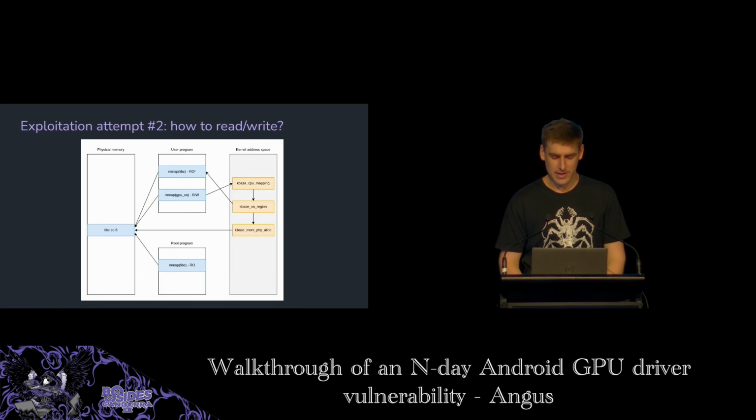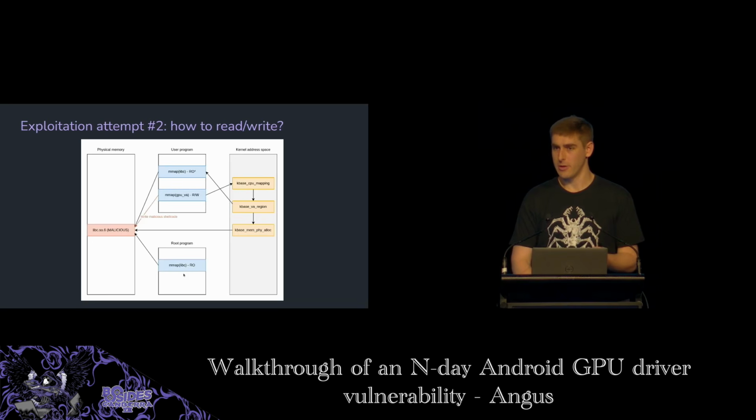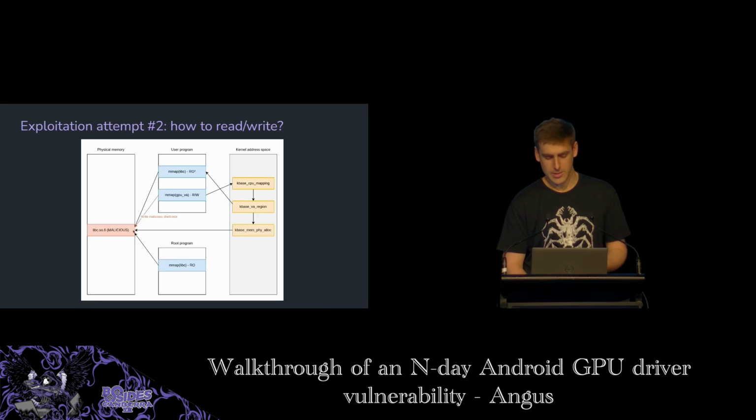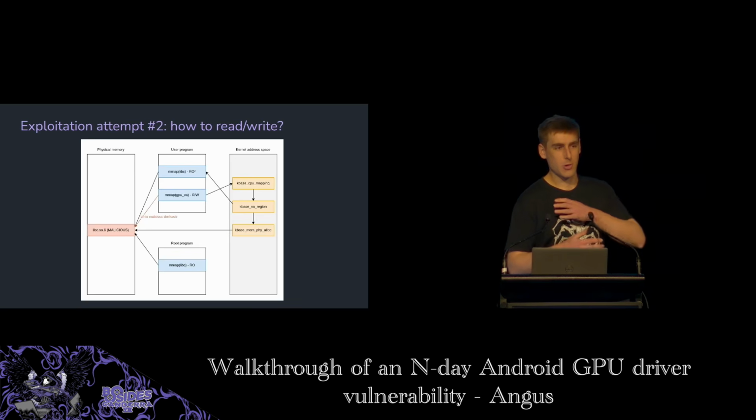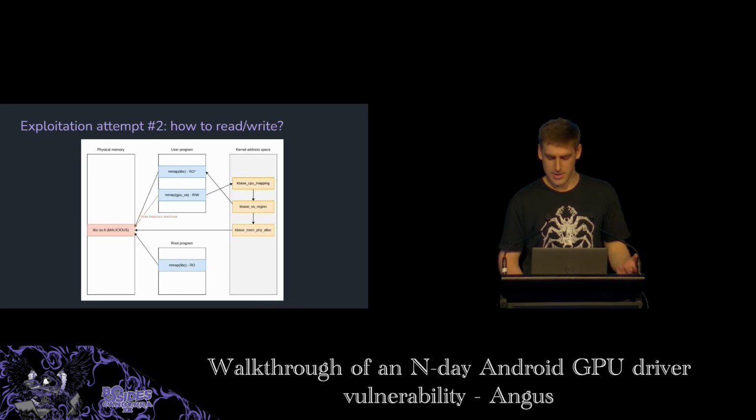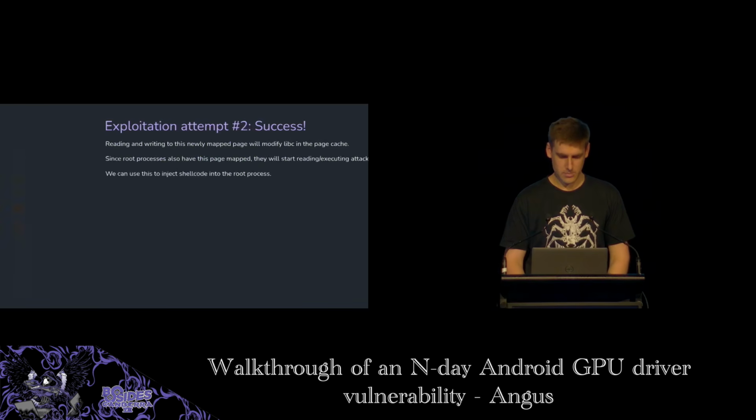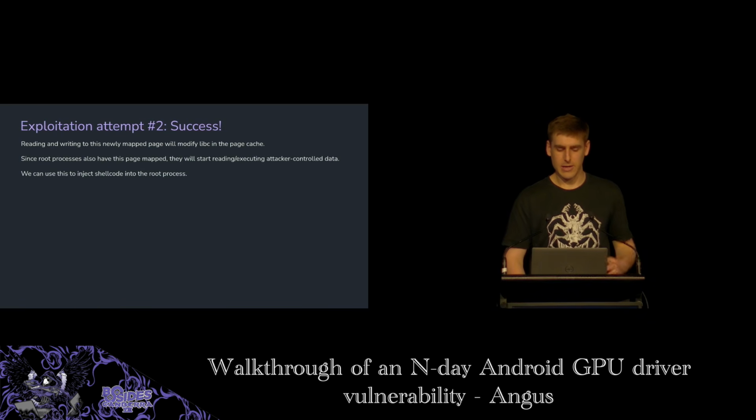And the cool thing here is because we have read-write access, we can now start writing malicious data to that underlying physical memory. And since we have another root program that is also accessing this memory, it will start reading our malicious data. So using this bug, we're able to inject malicious shellcode or data into root processes, which means we're able to cross boundaries to other processes and do cool stuff. Reading and writing to the newly mapped page will modify libc, and we can use that to inject shellcode.